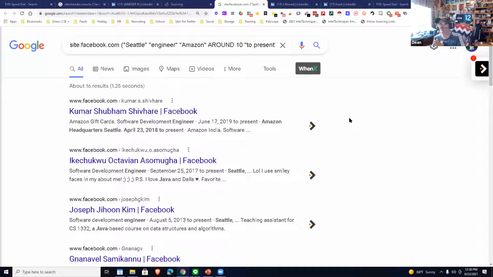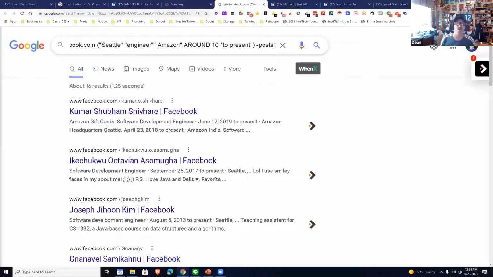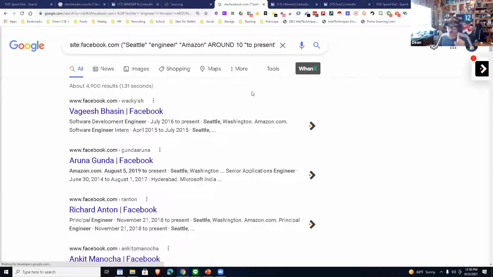Here's how you find them. Easy, quick, and simple. I'm looking, in this case, Seattle, engineer, Amazon, around 10 to present. And I look for the word Java. Now, in most cases, they are not going to put what language they speak. So in this case, we're going to get rid of the Java. And this is going to open up substantially. But here's where you have to be smarter than the equipment we're working with.